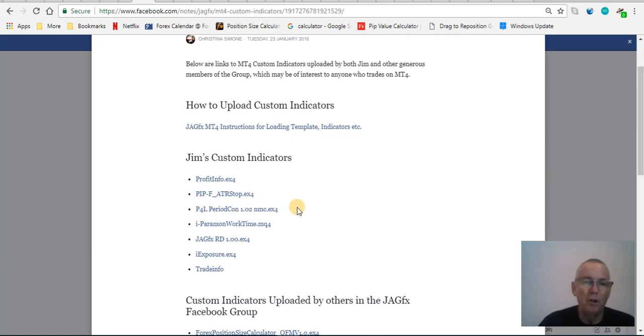Those charts I just showed you were on MT4, so here you'll see an indicator called P4L period con 102 and so on. There's a couple of different versions of this indicator getting around, but it's a custom indicator you can use to change your MT4 charts. It's a little bit draining on the usage of the computer's CPU, etc. But that's that indicator there, P4L period con.